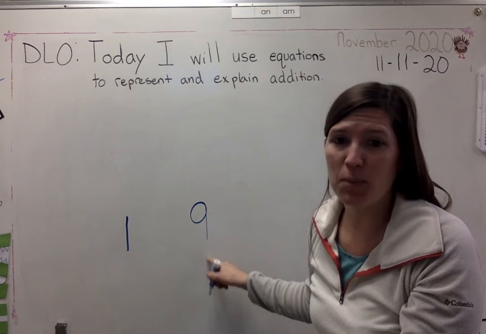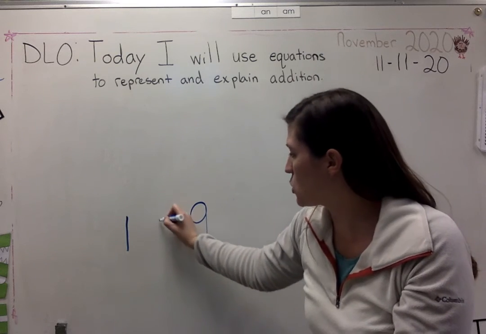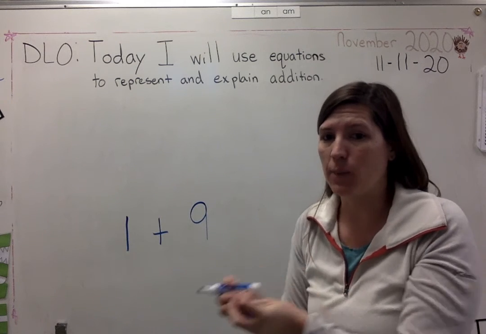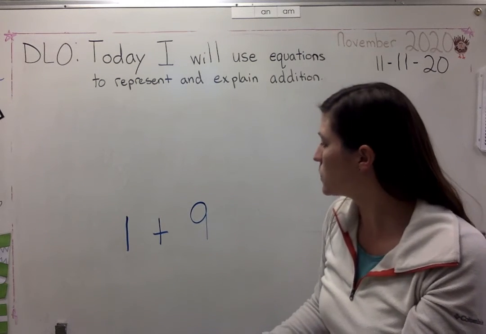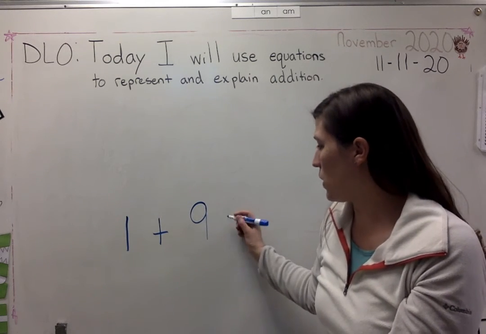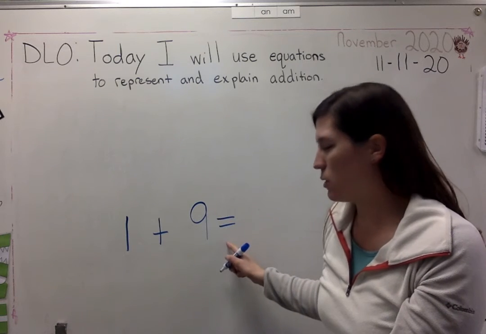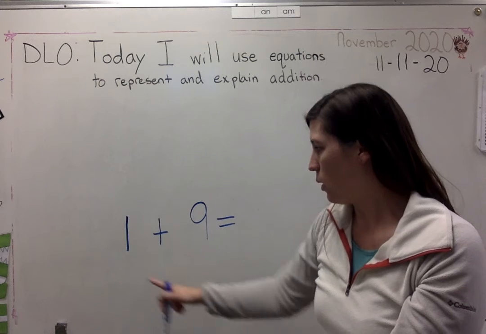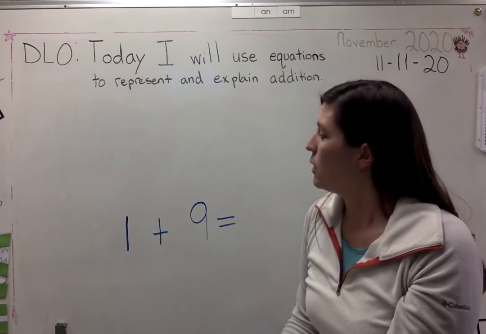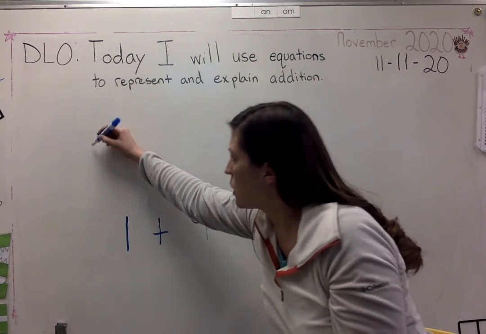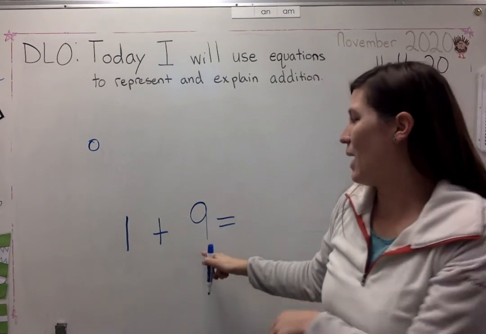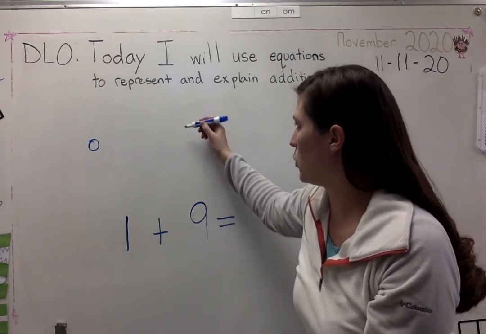9, I said more, so my operation is going to be plus, because more, putting things together, is part of addition. How many cookies do I have all together? All together is going to help us with our equals, and we'll find the sum now. 1 plus 9. Let's draw pictures. I had 1 cookie and 9 more cookies, so I need to draw a group of 9.